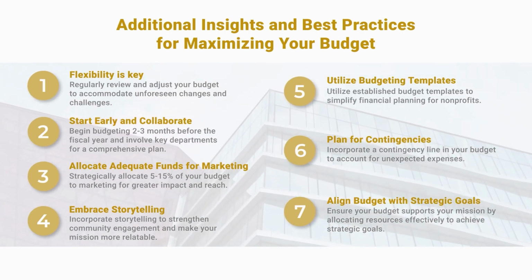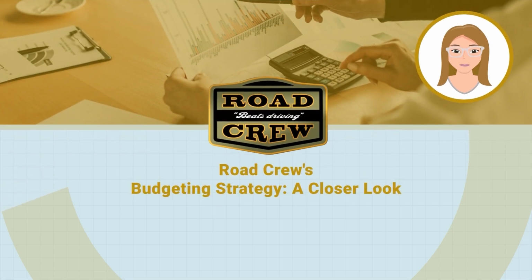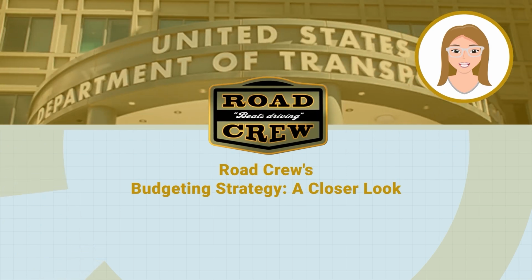By integrating these practices into your budgeting process, your organization can enhance its financial management and the overall impact of its social marketing programs. Now let's go back to the road crew example to see their budgeting strategy. Road crew was partially funded by a USA Department of Transportation grant. Their budget followed the affordable method. They started with $45,000 per community for 18 months.